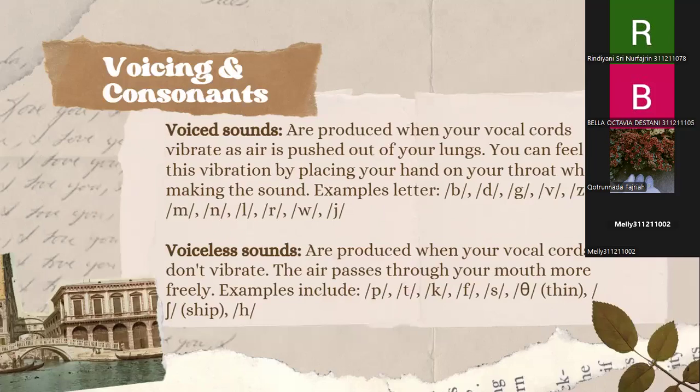Next, voicing and consonants. Voiced sounds are produced when your vocal cords vibrate as air is pushed out of your lungs. You can feel this vibration by placing your hand on your throat while making the sound. Voiceless sounds are produced when your vocal cords don't vibrate. The air passes through your mouth more freely.